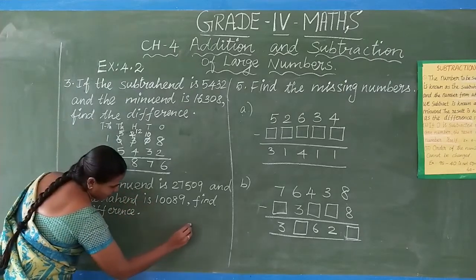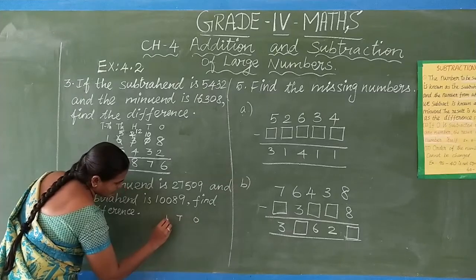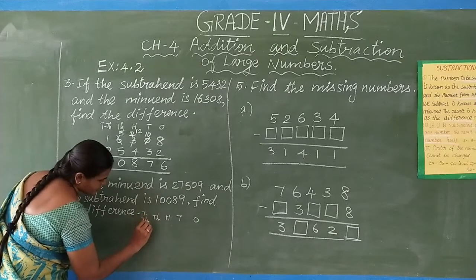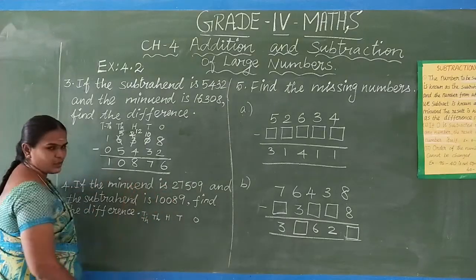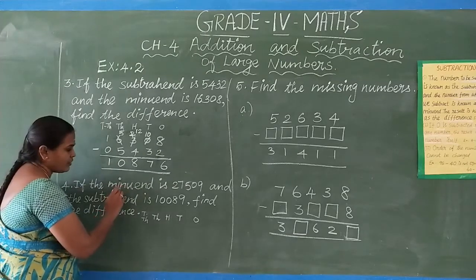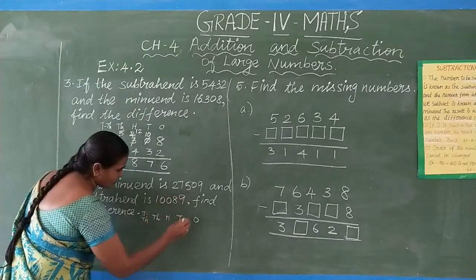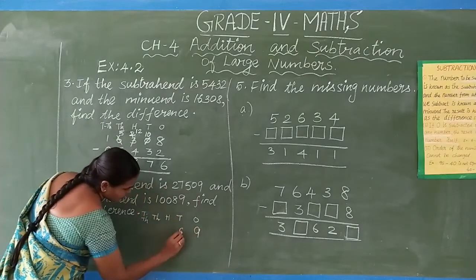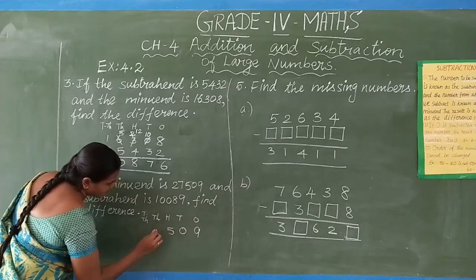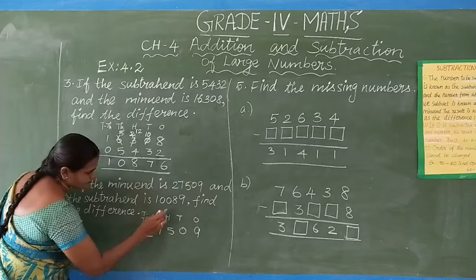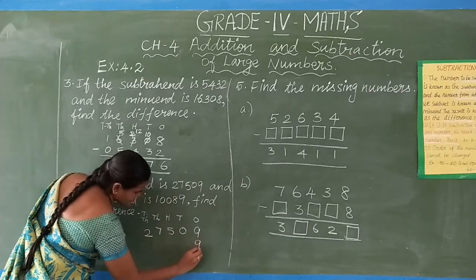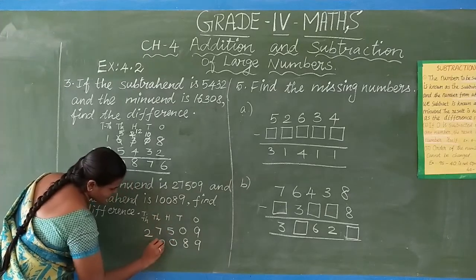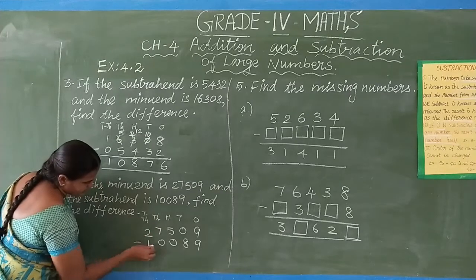So write the places: ones, tens, hundreds, thousands, 10,000s. So which is the big number? 27,000. So minuend is the first. So you subtract from this one. So 9, 0, 5, 7, 2. This number: 9 ones, 8 tens, 0 hundreds, 0 thousands, 1 ten-thousand. Subtraction.